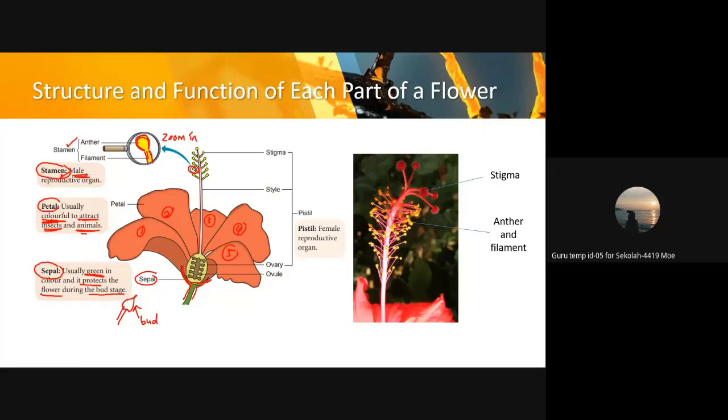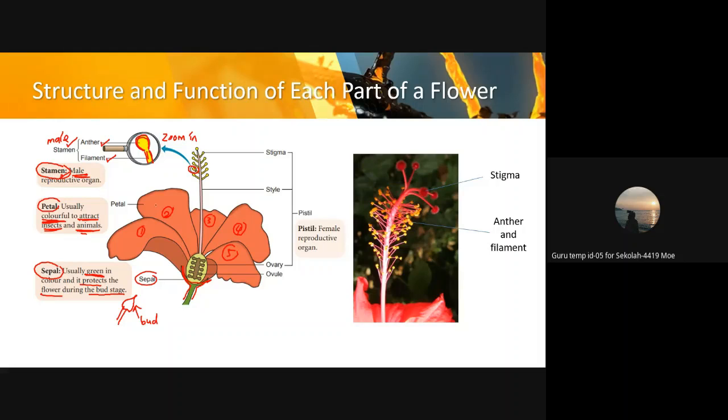Teacher, plant have 2 reproductive organs. Akmal asked in the chat section, plants have 2 reproductive organs? Yes, they have 2 male reproductive organs, which are anther and filament. So kena ingat, dua ni kena ingat nama dia. Ingat stamen adalah male. Can you understand?